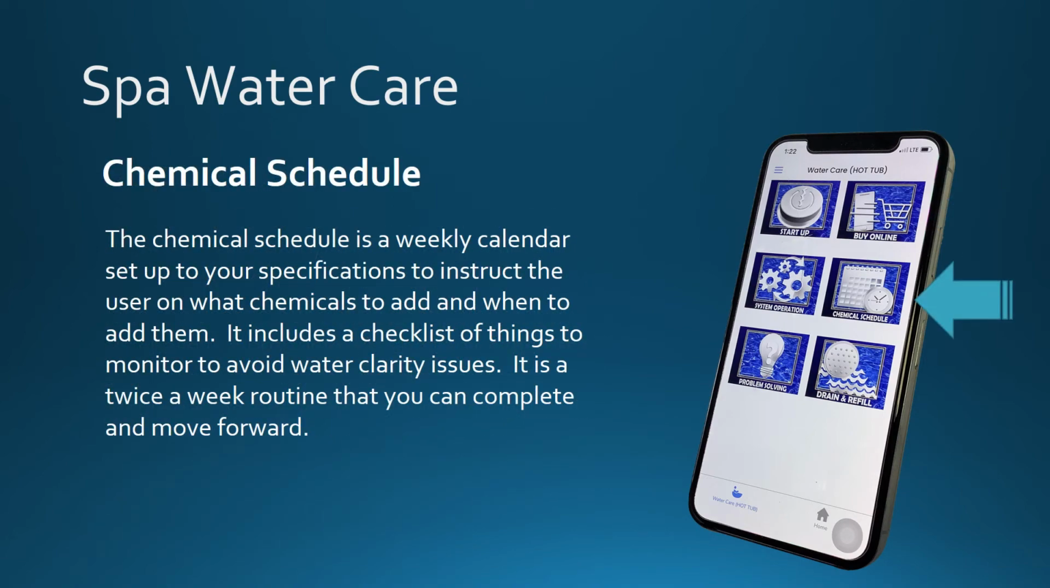Next is the Chemical Schedule button. This is a weekly calendar set up to your specifications to instruct the user on what chemicals are needed to be added and when to add them. It includes a checklist of things to monitor to avoid water clarity issues. It is a twice-a-week routine that you can complete and move forward.